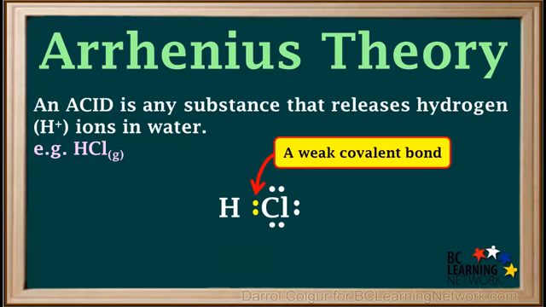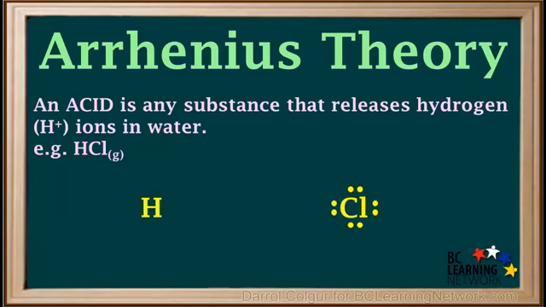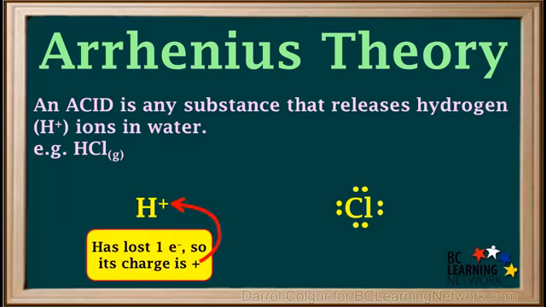However, the bond between hydrogen and chlorine is quite polar, and although it keeps the atoms together in the gas phase, when HCl is added to water, this bond is too weak to keep the H and the Cl together. When HCl is added to water, the molecule breaks up. The chlorine atom, being more electronegative than the hydrogen atom, takes both of the shared electrons with it.